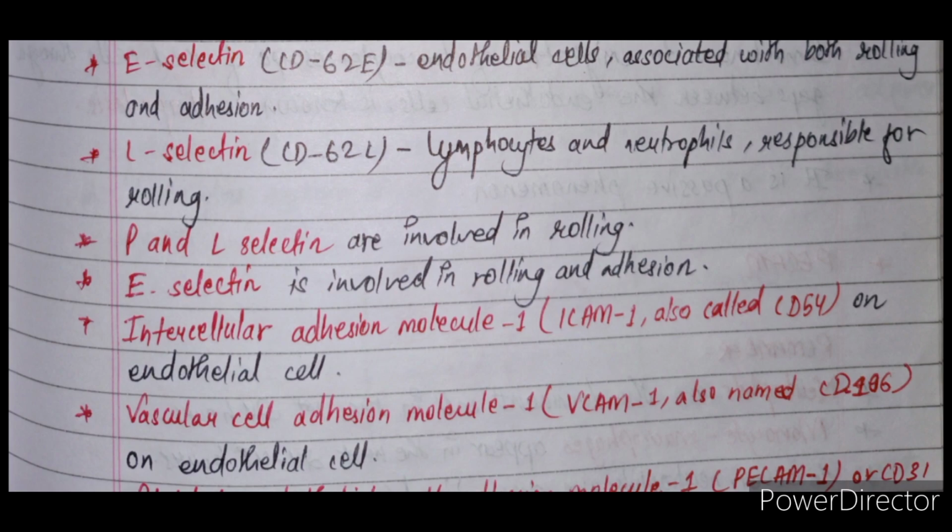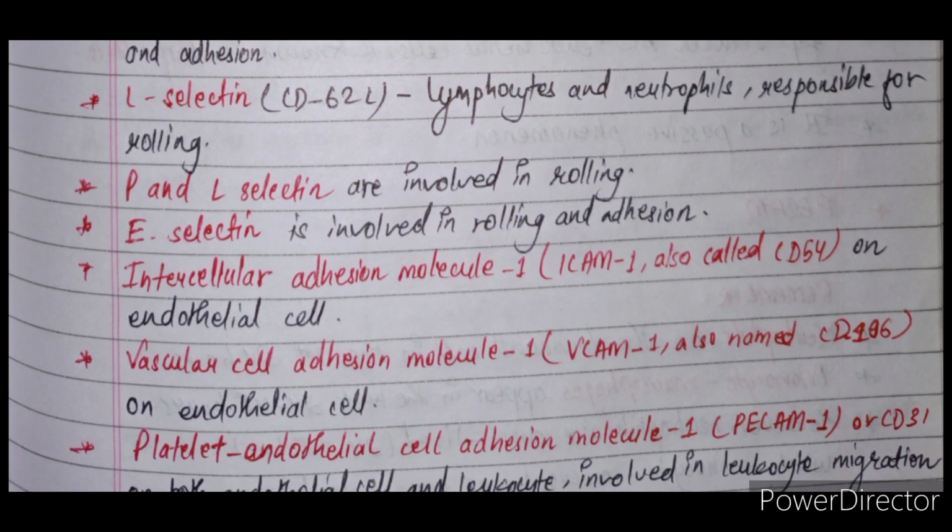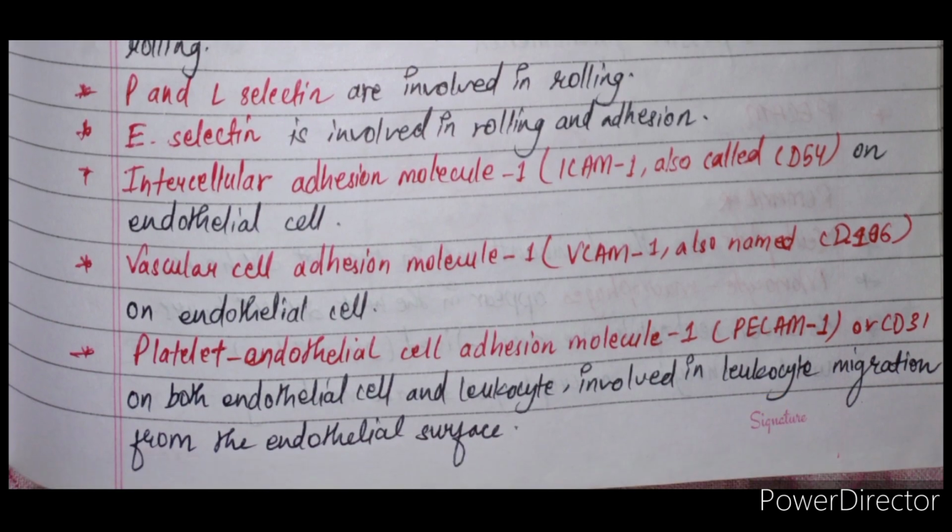Now the intercellular adhesion molecule, that is ICAM1, also known as CD54, is present on endothelial cells, and vascular cell adhesion molecule 1, that is VCAM1, also named CD106, is also present on endothelial cells. Platelet endothelial cell adhesion molecule 1, that is PCAM1 or CD31, is present on both endothelial cells and leukocytes, and is involved in leukocyte migration from the endothelial surface, known as transmigration or diapedesis.